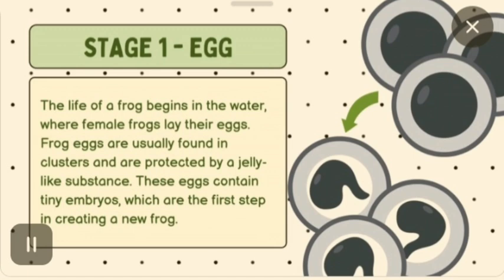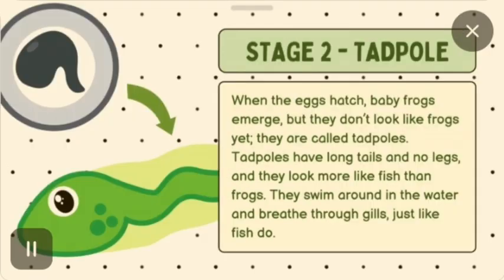So next we'll learn about stage 2. Baby frogs emerge, but they don't look like frogs yet. They are called tadpoles. Tadpoles have long tails and no legs, and they look more like fish than frogs. They swim around in the water and breathe through gills, just like fish do. So here you can see the tadpole stage. Here it looks similar to a fish, and just as a fish breathes with gills, tadpoles also breathe through gills. Frogs are both terrestrial animals and aquatic animals. They can live on land as well as in the water.